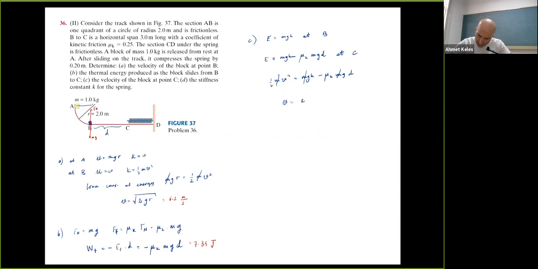the square root of 2g times h minus mu k times d. Is that correct? Hopefully it is. I'll put the numbers. This is 4.9 meters per second. Is that correct? Hopefully. Please check these numbers and let me know if they're wrong. I can go back and fix it.